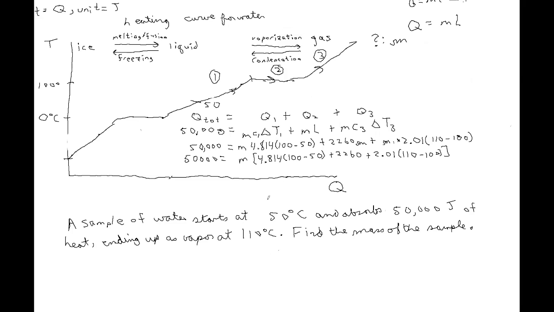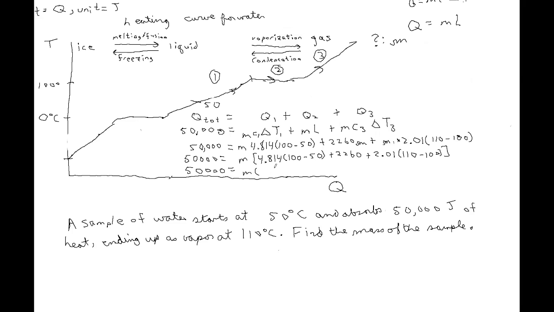You're working on that? Okay. So now we have 50,000 is equal to m times 209.209 plus 2,260 plus 20, and then I get... Let me catch up with you. So what was your first term? 209. I didn't get that. How'd you get that 209?